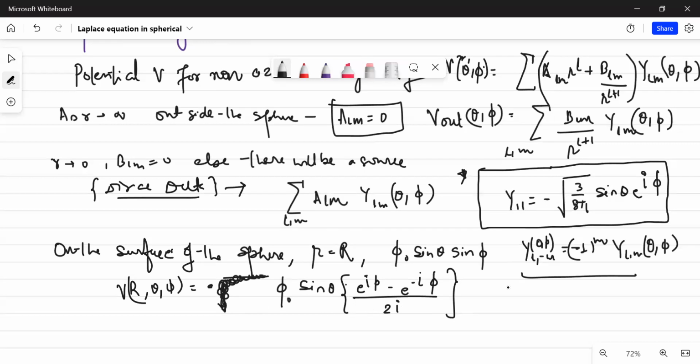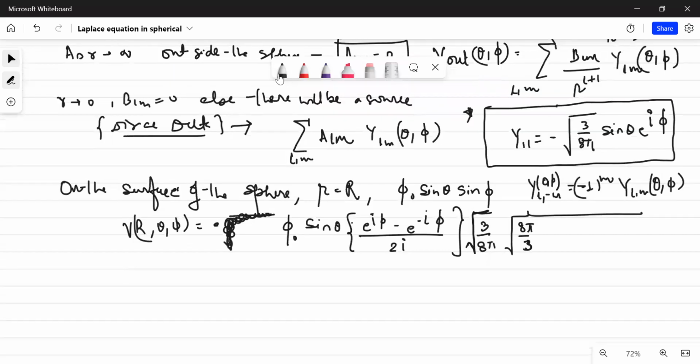So I'll simply multiply it with root over 3 upon 8 pi and multiply it by root over 8 pi upon 3. I'll deliberately do so, so that I can write it, and there is a phi naught also, don't forget about it. So my potential as a function of r equals R, theta and phi, just like that. Okay, and just give me a minute.